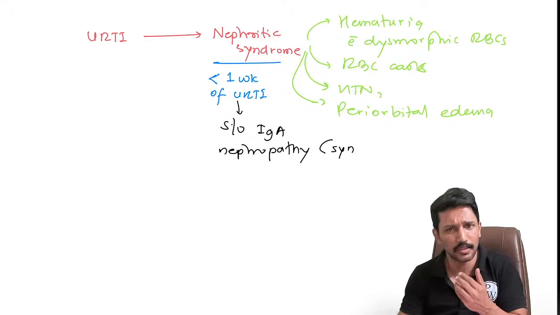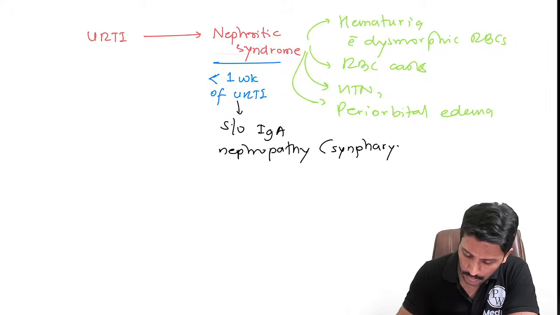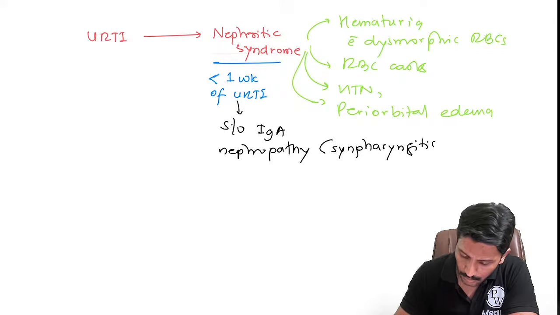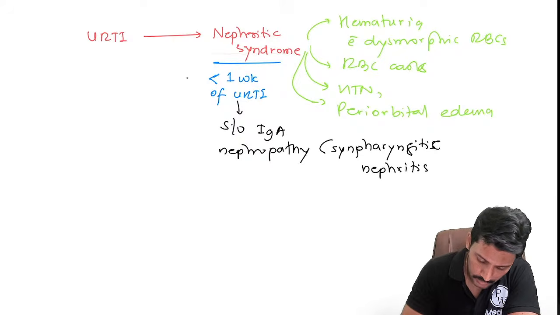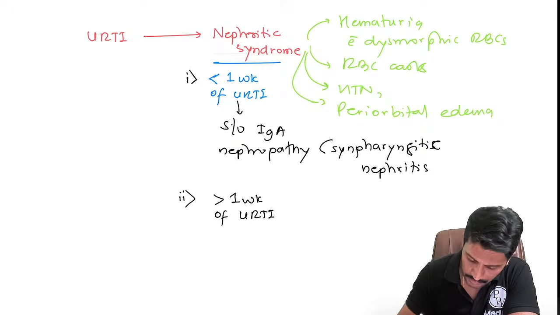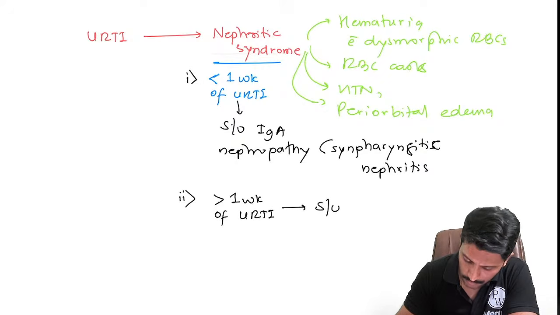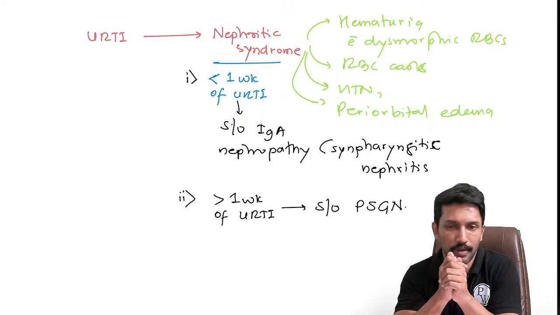Means along with the pharyngitis, almost at the same time, hematuria begins. It is also called synpharyngitic nephritis. So that is one possibility. The other is, if more than 1 week after the upper respiratory tract infection the symptoms develop, it is suggestive of post-streptococcal glomerulonephritis.